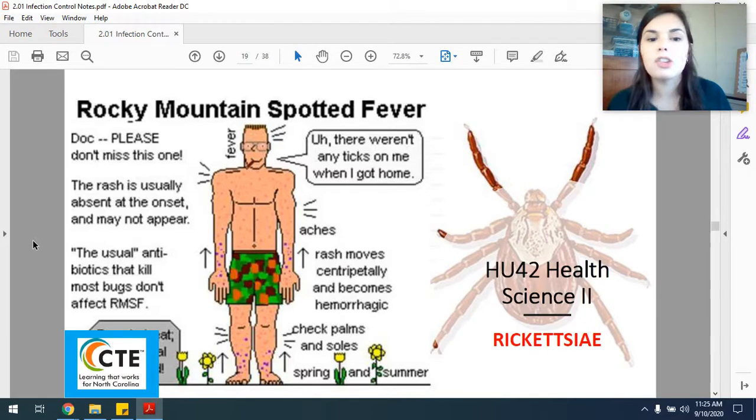So if you have a rash in certain areas of the body, you typically can check for the palms and the soles of your feet. A time of the year is spring and summer is when they're very common. And the usual antibiotics that kill most bugs don't really affect Rocky Mountain spotted fever, so they have to give you special medication. And of course, you have a fever.